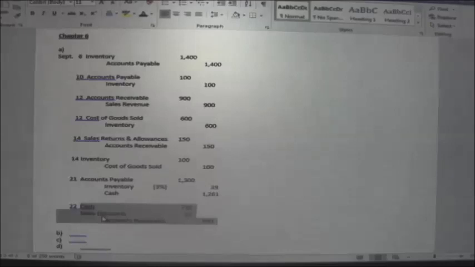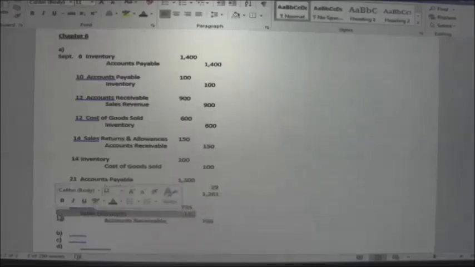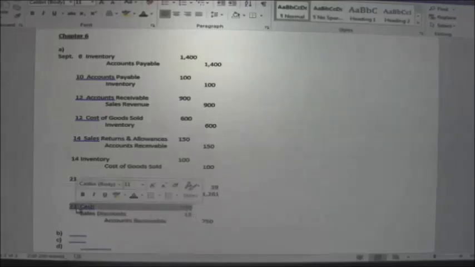If I'm offering a discount, the debit is sales discount. Besides that, they're paying off their accounts receivable that they owe me. They owed me $900 minus $150. They owed me $750. They've come to pay it off. I offered them a 2% sales discount, which came out to be $15. And so in all, I collected $735.